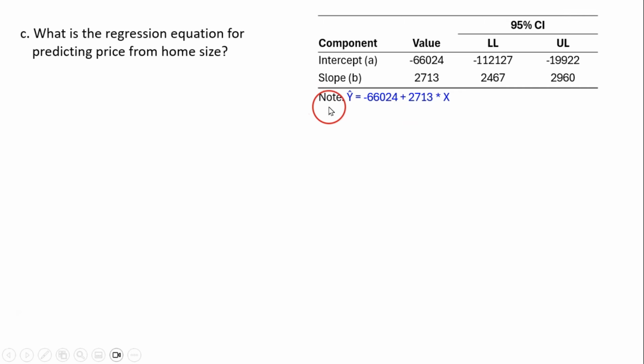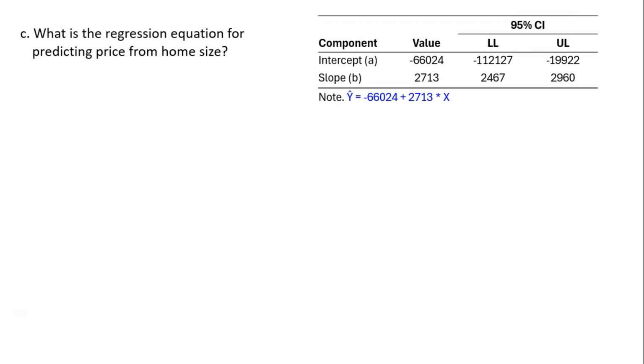And so I copied the output from the ESCI, and you see that over here on the right. So you're given the intercept and the slope, the value of those two, and the confidence interval for each of those two. So for a straight line in a linear situation, those are the only two components you need: the intercept and the slope. So the intercept in this case is a minus $66,024. Now, by definition, the intercept is the value of y on the vertical when the x value is 0.